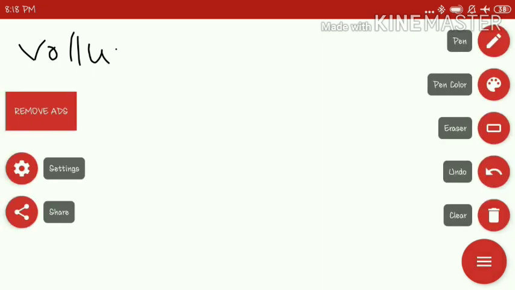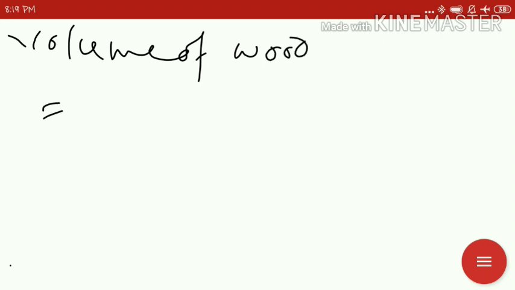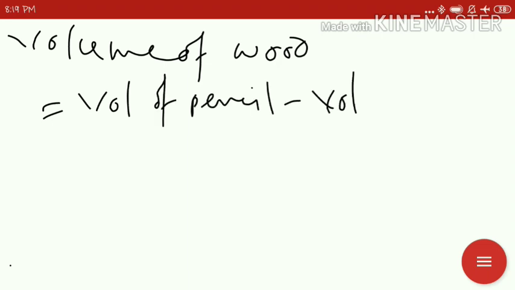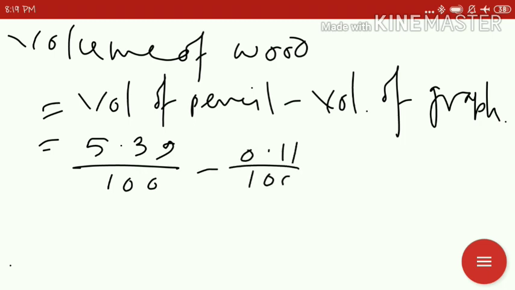So the volume of wood equals the total volume of the pencil minus the volume of graphite. That means 5.39 by 100 minus 0.11 by 100 centimeter cube.